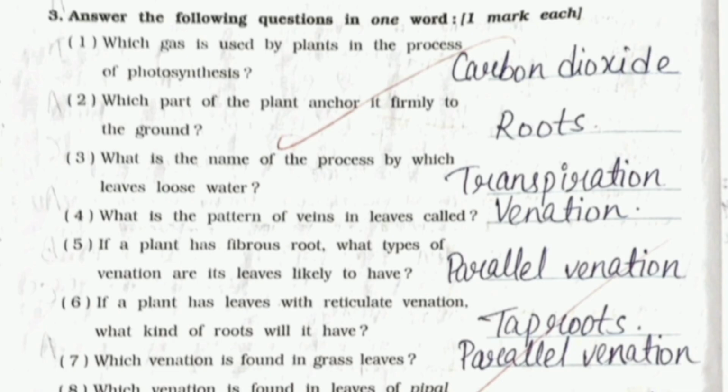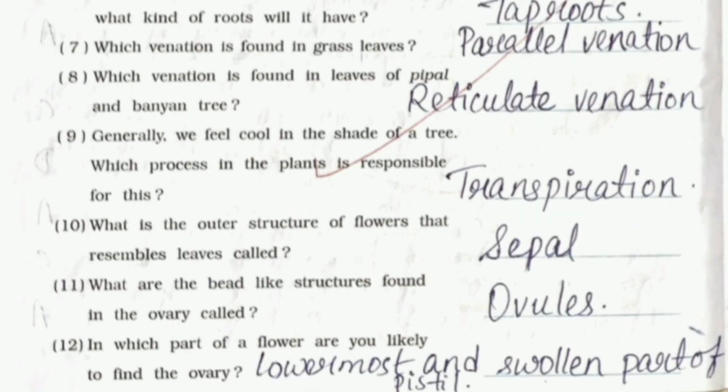Seventh, which venation is found in grass leaves? It is parallel venation. Eighth, which venation is found in leaves of peepal and banyan tree? It is reticulate venation. Ninth, generally we feel cool in the shade of a tree. Which process in the plants is responsible for this? It is transpiration.